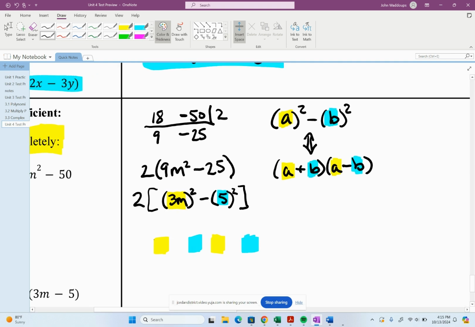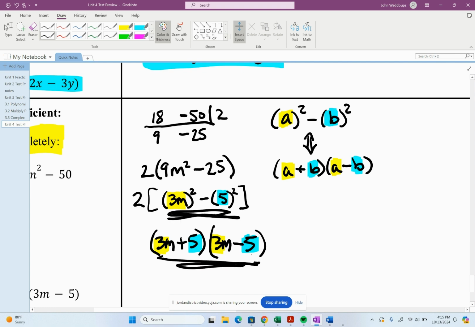And so that's going to be 3m and 3m, 5 and 5, plus and minus. This equals this. But I still need this 2 here. So that 2 is still a factor.